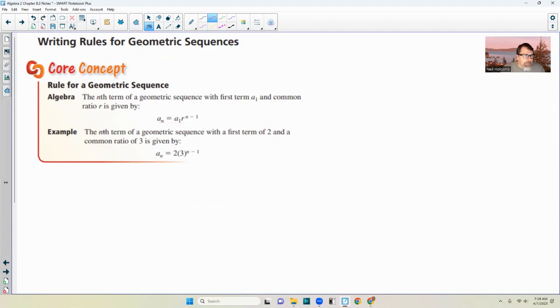Okay? Example, the nth term of a geometric sequence with a first term of 2, a sub 1, that goes right here, and a common ratio of 3, so here's my common ratio 3, and it goes there. So it's 2 times 3 to the power of n minus 1. Looks very similar to an exponential function that we've been dealing with in the previous chapters. All right, so there is the core concept for geometric sequences. So let's take a look at some examples.